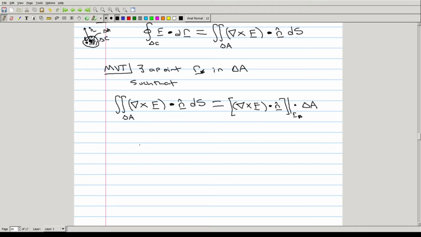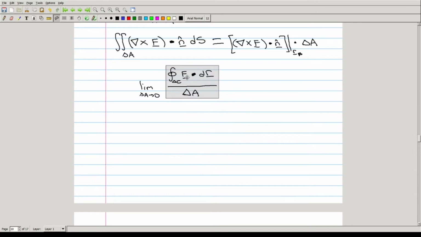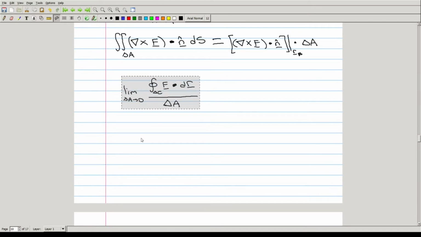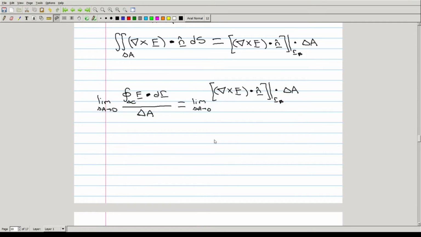And so now when we look at the limit as delta A goes to 0 of this ratio right here, this is going to be the same thing as the limit as delta A goes to 0 of the curl of f times the size of delta A divided by delta A, the size of the surface area of that surface.